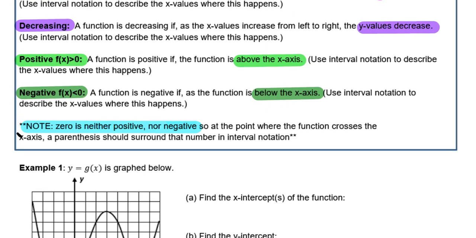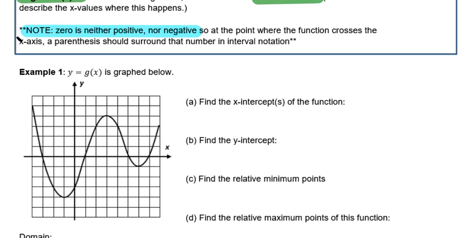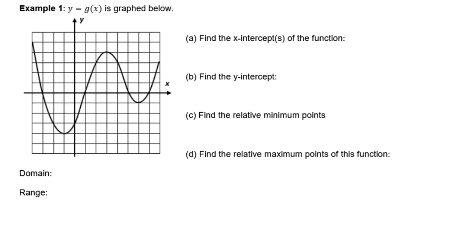Special note, when you're talking about positive or negative, or whether you're talking about increasing or decreasing, when it is at 0 or changing directions, we will always use parentheses around that number when we're writing the interval notation. Okay, so let's keep that in mind as we move forward through our examples.